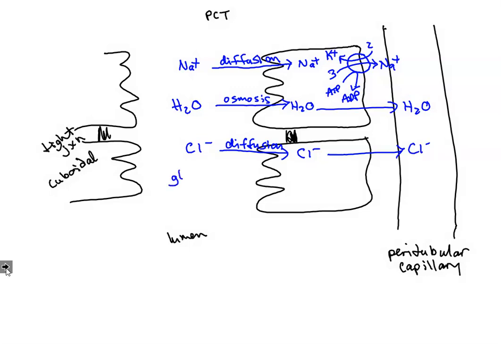And then glucose. Glucose enters those cells primarily by a sodium glucose symporter, in which 2 sodiums enter the cell along with a glucose. That glucose can pass out of that cell to be picked up by the peritubular capillary through a protein by facilitated diffusion.